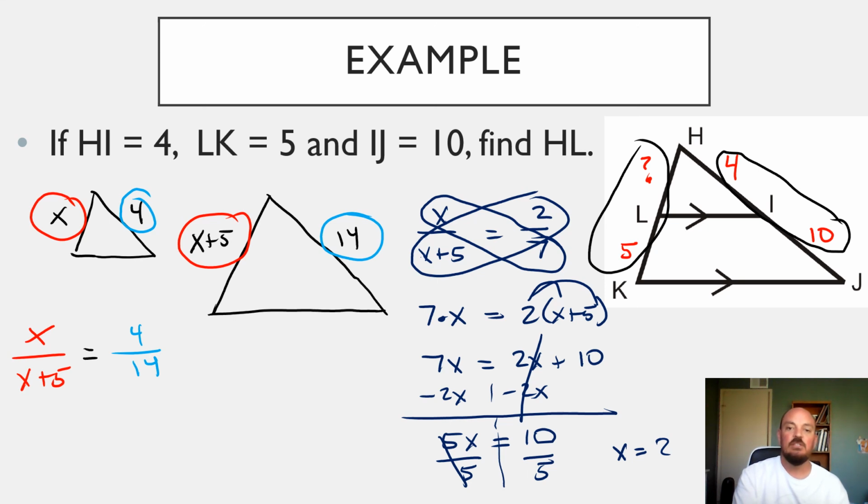Now remember, as always, go back and double check. I didn't say solve for X. We're not done. I said find HL, which was our question mark, which is X. So we are done. The way we set up the question, I made X what we were trying to find. So now we're done. X equals 2.